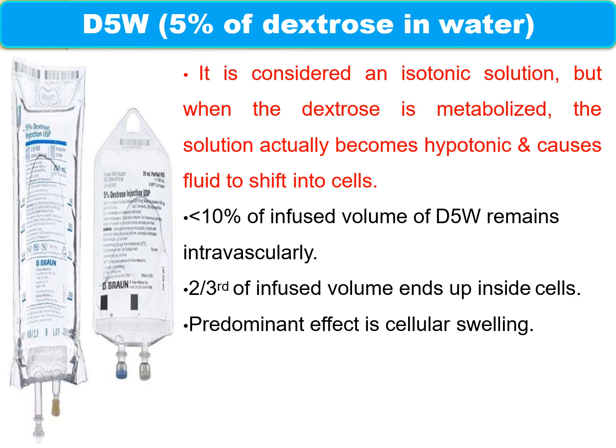Further, when D5W predominates, its effect is cellular swelling. So already I told you to note the point: once the dextrose is metabolized, the solution actually becomes hypotonic and causes fluid to shift into the cells. And this is the reason which causes the function is impaired.